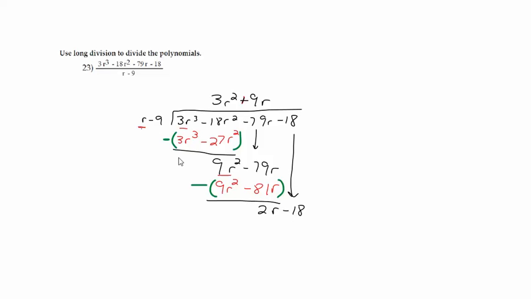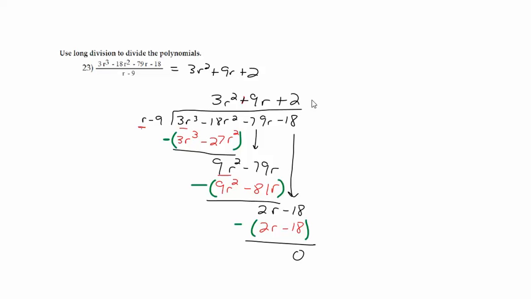Repeat the process. What times r is 2r? Well, that's 2. Okay, so now I do 2 times r is 2r. 2 times negative 9 is negative 18. I subtract. And this one is not going to have any remainder. Remainder 0. Okay? So the answer to this division problem is 3r squared plus 9r plus 2.